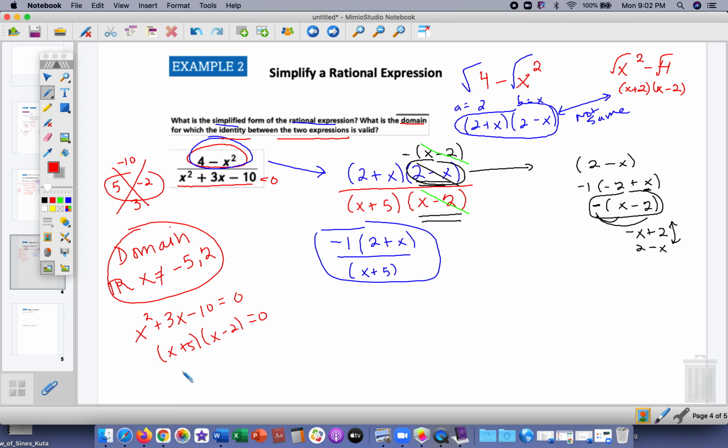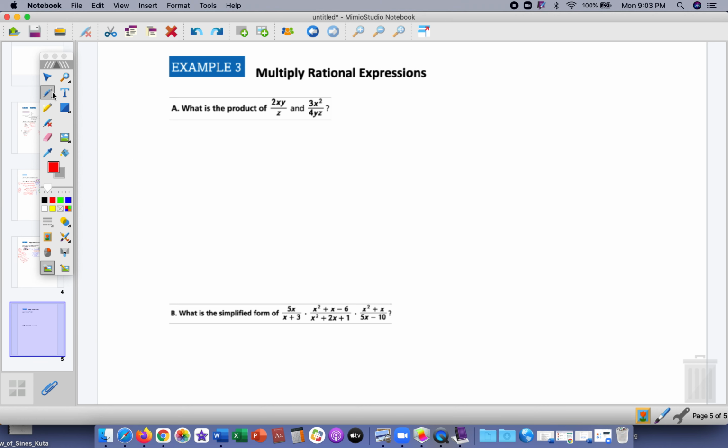So we factor and set our factors to 0, and that's how we get -5 and 2. So those are restricted values. And the reason we restrict those is because if our x value was -5, or if our x value was 2, our denominator would be 0, and we would have an error. So set your denominator equal to 0 and solve, and those are restricted values. So your x values can be everything but -5 and 2. Okay, now this next page.